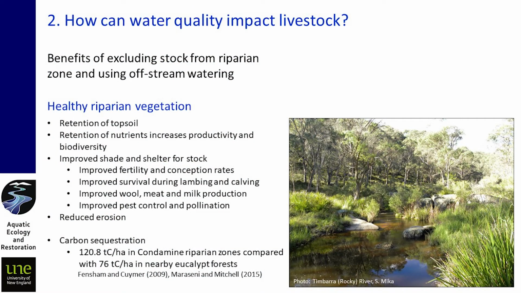And if we exclude stock from riparian zones over a longer period of time, then we can build up healthy riparian vegetation. In some cases, that vegetation might already be there, and by fencing it off, we've stopped it from being grazed and trampled, and so we can get that natural regeneration. In some cases, if we've lost a lot of our natural vegetation, we might actually have to plant native vegetation to build that riparian vegetation up.